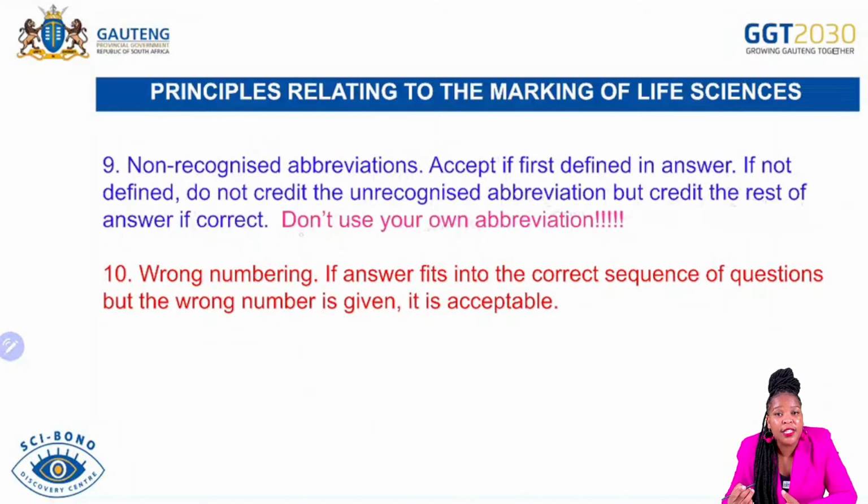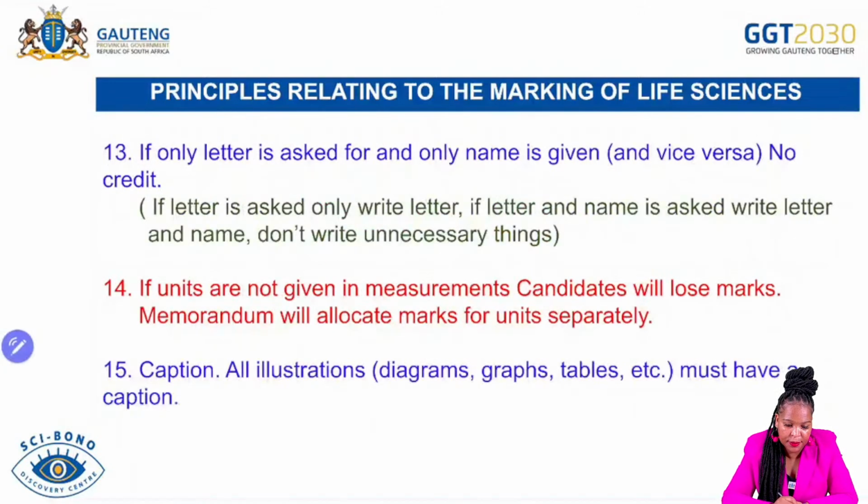Because if you say ATP, then we need to know what is ATP. It must be explained in your own way. If it is not explained and it does not make sense to what you're explaining, then you may lose those marks because you are the only one who knows what ATP is. Right. Then wrong numbering. Please be careful. If answers fit into the correct sequence of questions, but the wrong number is given, it is going to be acceptable. However, if this is not the case, you may lose marks.